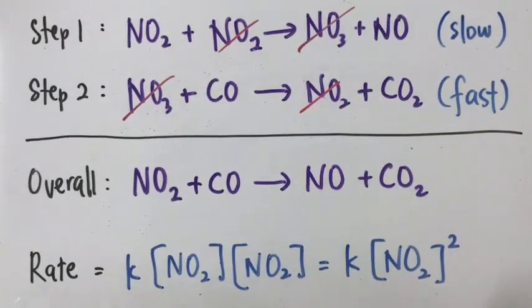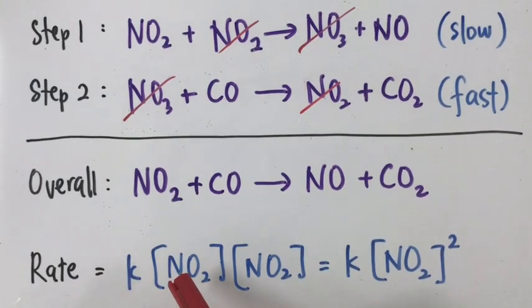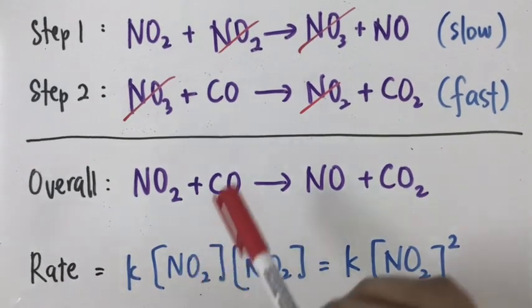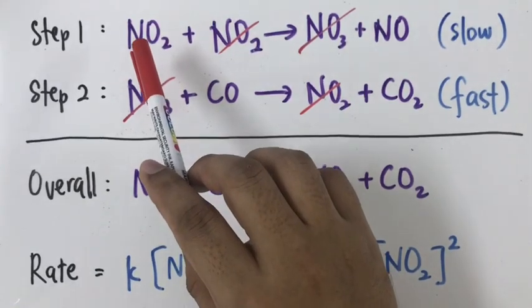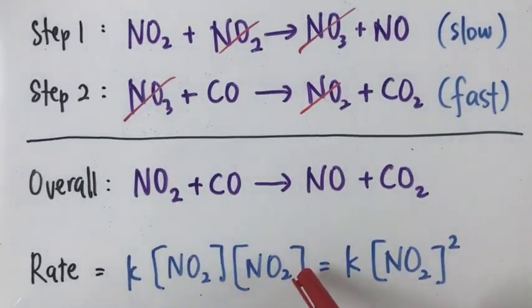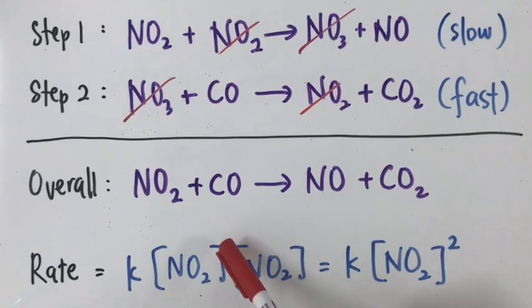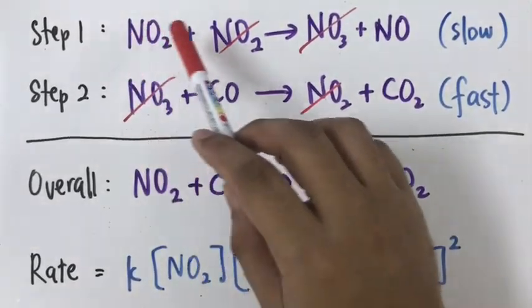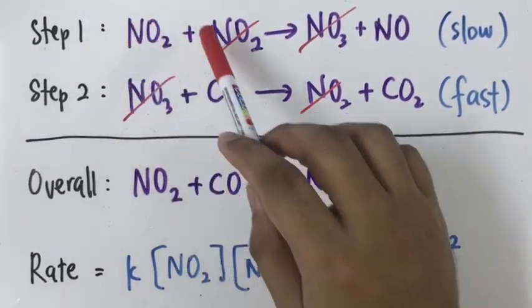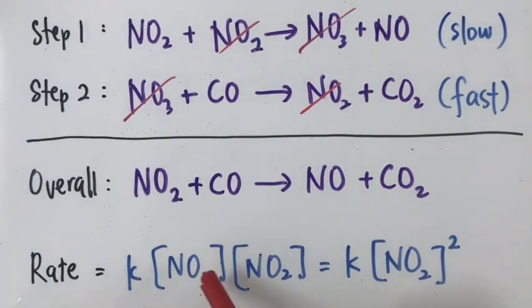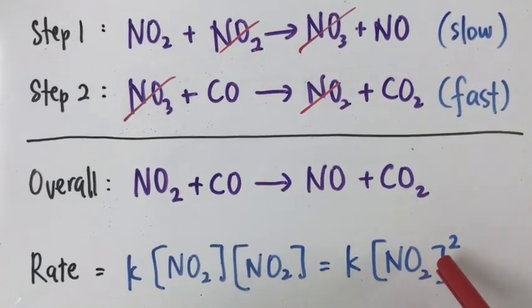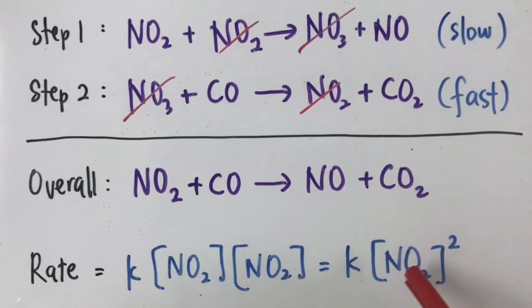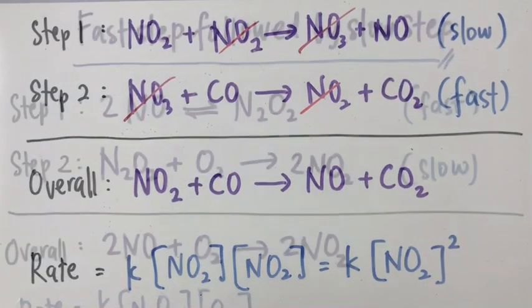The rate for this particular reaction, we can write rate equal to k times the concentration of the reactants at the slow step, or the rate determining step, NO2 times NO2. And the order of the reaction here can be determined from the stoichiometric coefficients, where we have 1 mole and 1 mole. So the reactants are to the power of 1 on both of the reactants. So the rate will be k times NO2 to the power of 2. This is the rate for the overall reaction.